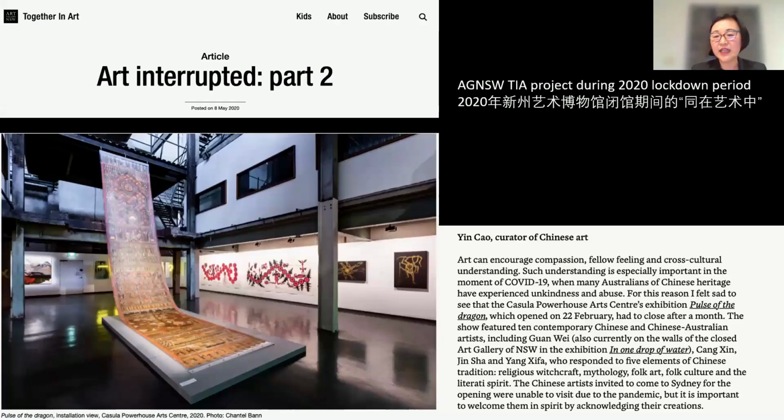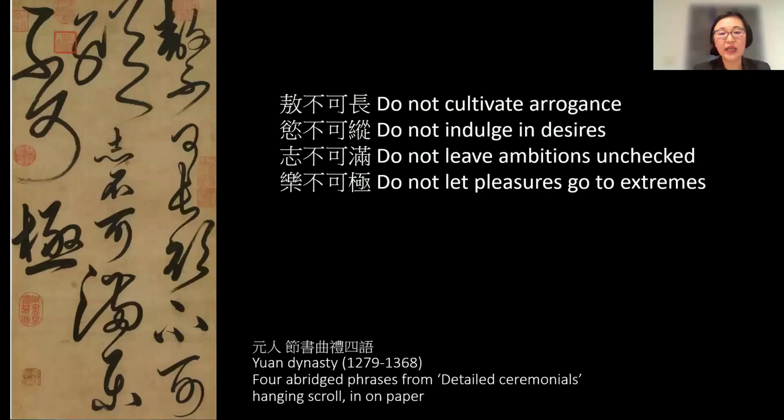And also, as an art curator, I feel that sometimes in a very critical time, you have to voice some of the injustice. So during the lockdown, when a lot of Chinese Australians were mistreated, I posted this on our Together in Art project, talking about how the Chinese artists were not able to come due to the lockdown, and also about the unkindness and abuse that Chinese Australians received.